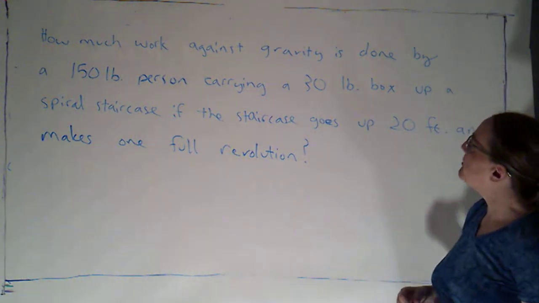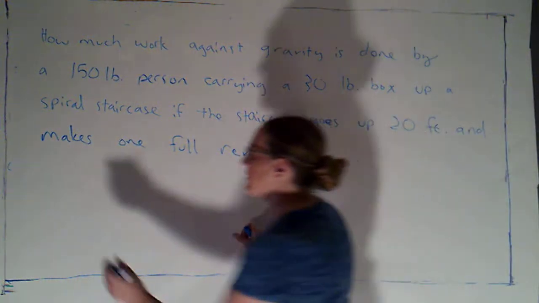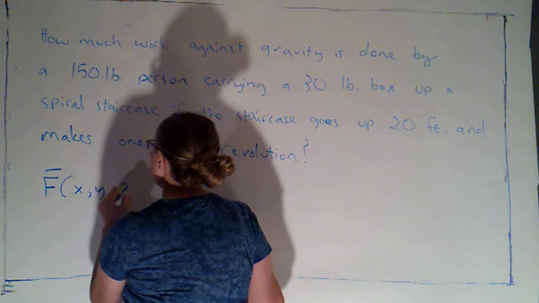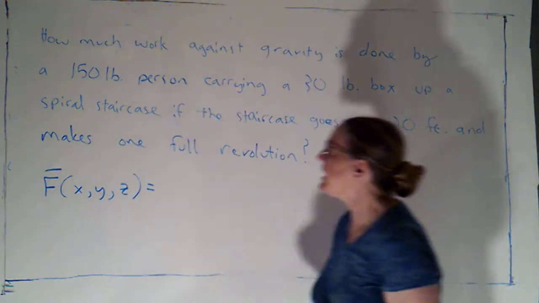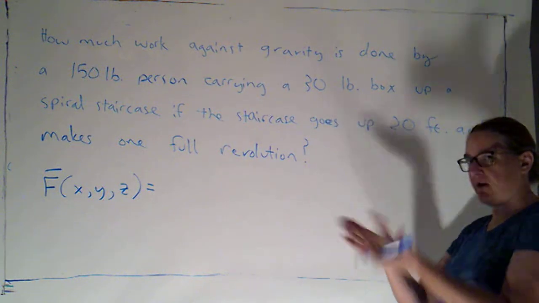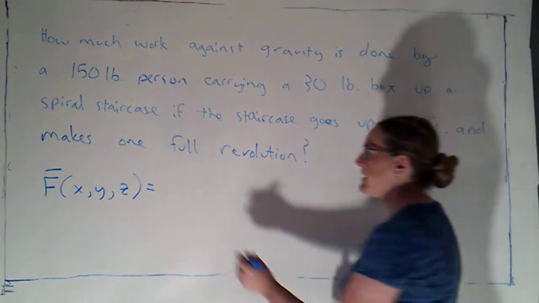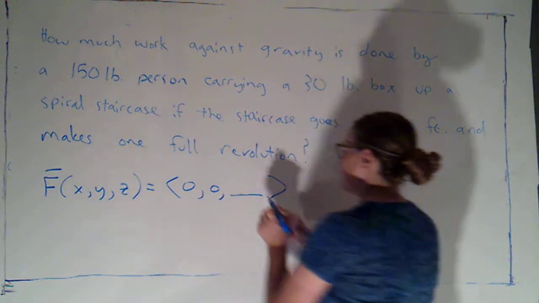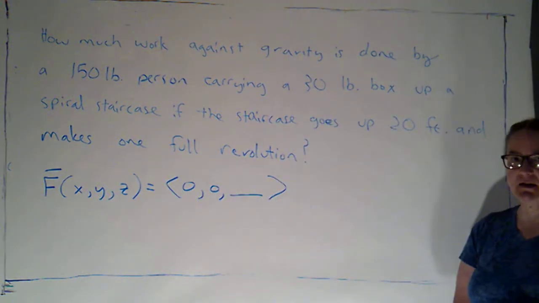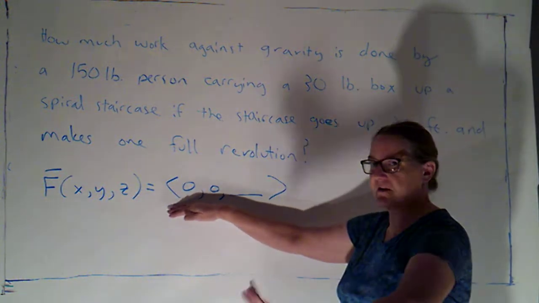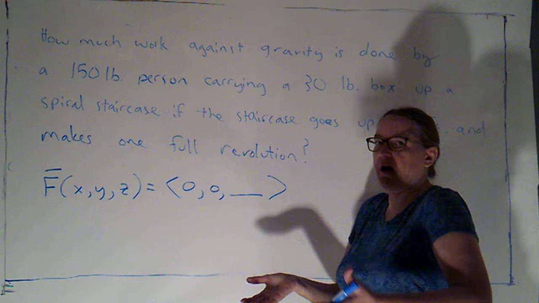So essentially, if I were to get the force field, now this is a problem in 3 space here, okay? Gravity acts down, the person is going up, so the person is countering gravity with that. But if it's the work against gravity, I'm just concerned with the z component here. I don't fight gravity by going this way or this way, I fight gravity by going up.